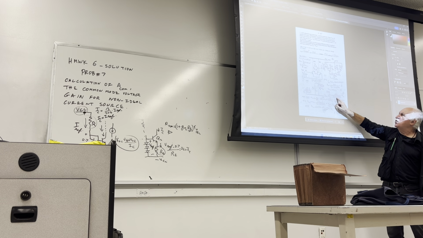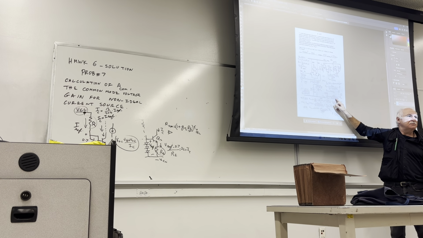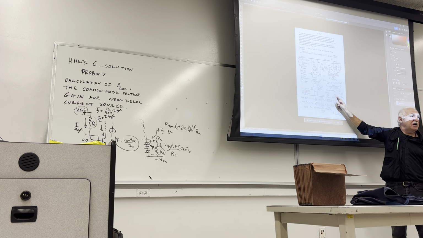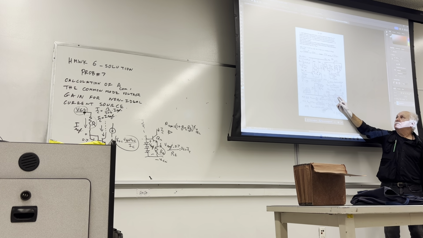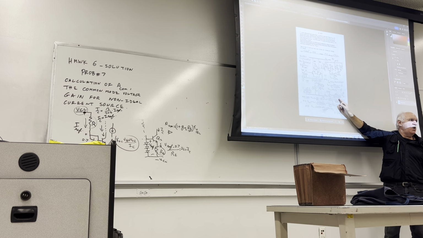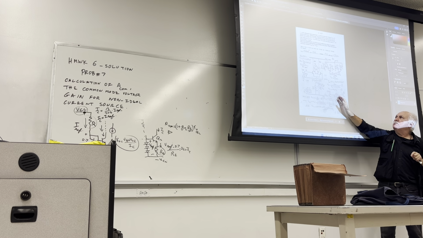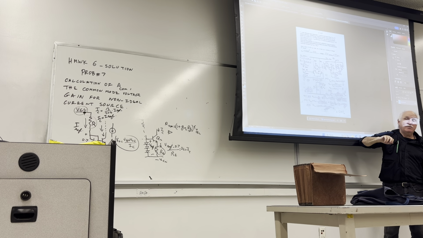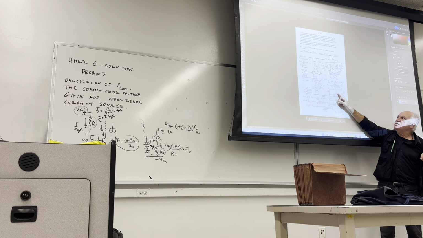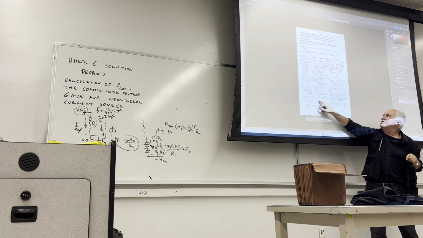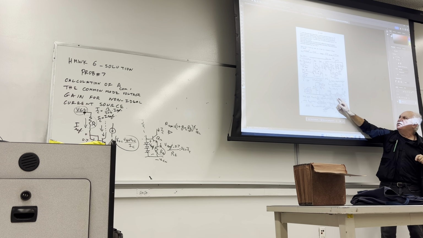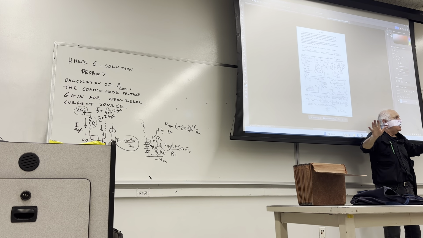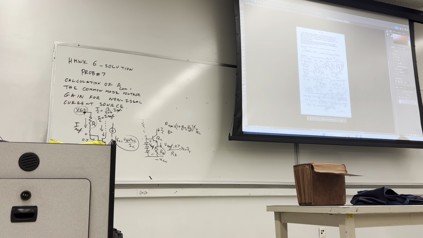You have beta over 1 plus beta at the bottom. That ratio is 1 if beta is high enough. Isn't that right? Beta over 1 plus beta is nearly 1. So bottom line, ACOM, to a great approximation, is RC divided by twice RE. End of the business. So that is the common mode voltage gain of a differential amplifier.